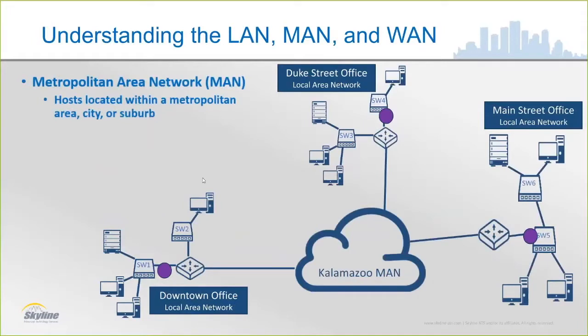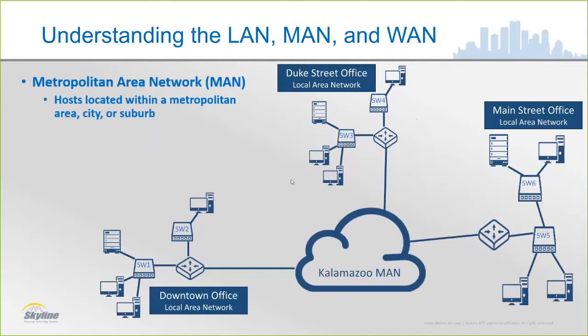The next phase of this conversation has to do with the thing called the MAN, right? The Metropolitan Area Network. Now, a metropolitan area network, as the name suggests, would be within a city area, right? So within a metropolitan area, a city or a suburb. What we're showing you here is the burgeoning metropolis of Kalamazoo, Michigan. And so there might be in a particular company a downtown office and an office on a particular street, whether it's a block away or 5 blocks away, and the main street office.